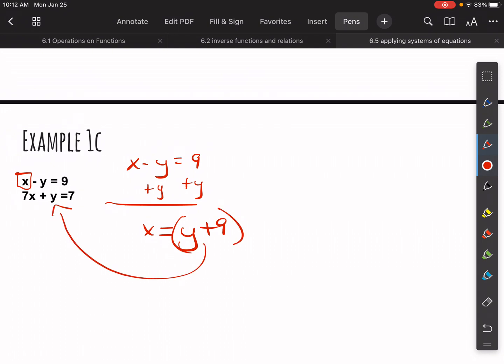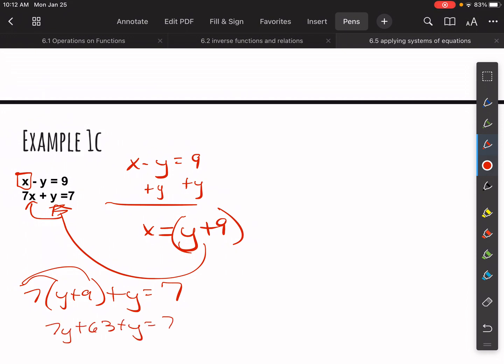Not for y though, for x, right? So 7 times y plus 9 plus y equals 7. Distribute, you get 7y plus 63 plus y equals 7. Combine like terms, you get 8y plus 63 equals 7. And now I'm going to get y by itself by subtracting 63 from both sides.